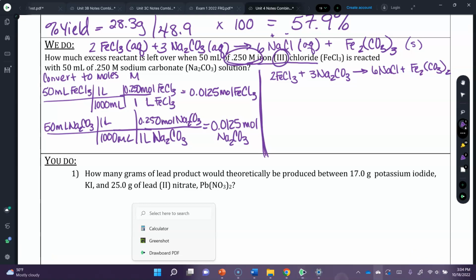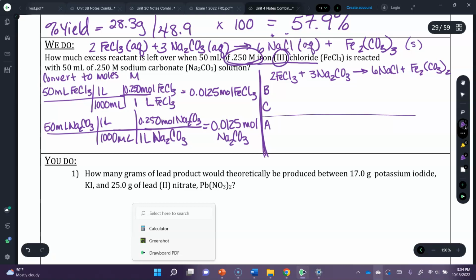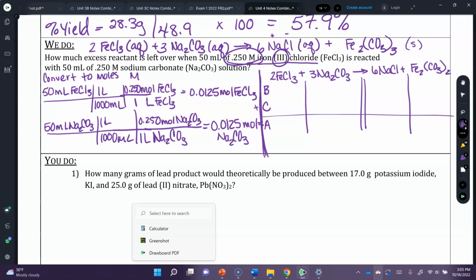So BCA means before, how it's changing, and after. So before it reacts, what do I have? How is it changing? And then how much do I have after? And we should see that B plus C should equal A. Okay. So setting up the table, you write your BCA, and I always put a double line under the arrow, and then single lines under the plus signs, so that I separate them out.